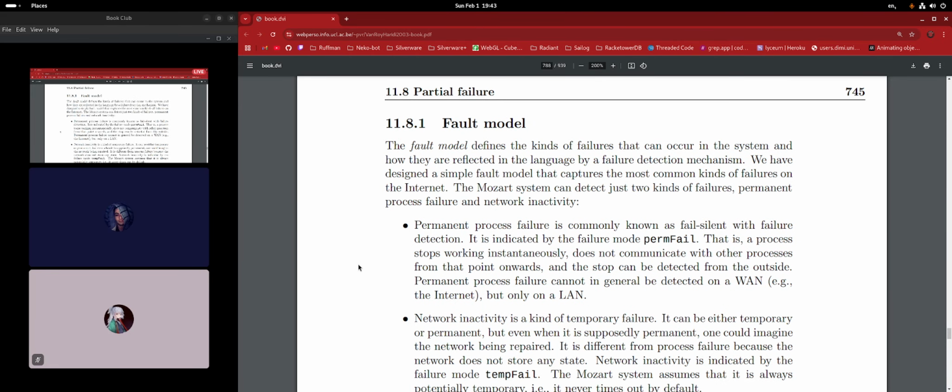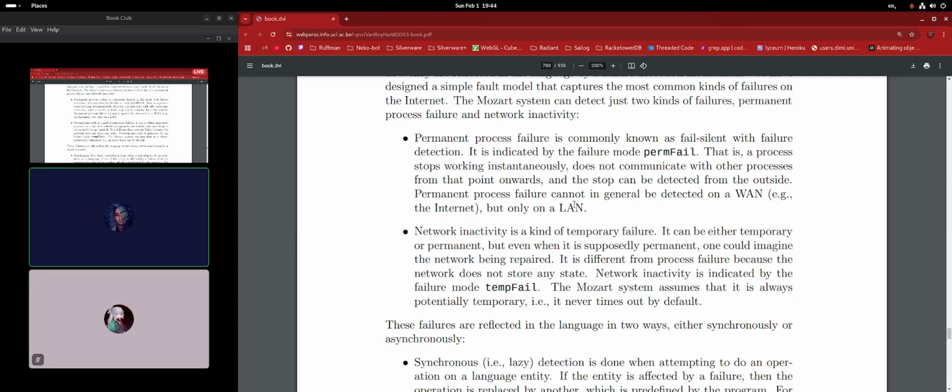So, fault model. The fault model defines the kinds of failures that can occur in a system. We have designed a simple fault model that captures the most common kinds of failures on the internet. The system can detect two kinds of failures. So we have permanent process failure, commonly known as fail silent with failure detection. It is indicated by the failure mode perm fail. A process stops working instantaneously, does not communicate with other processes from that point onwards, and the stop can be detected from the outside. Permanent process failures cannot in general be detected on a WAN, but only on a LAN.